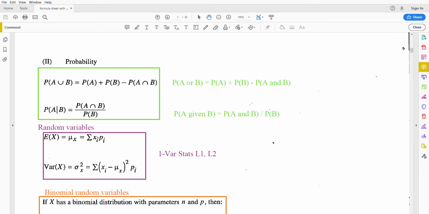In fact, I think every mock exam that we've done so far, there's been at least one FRQ question that required the use of the expected value formula. Okay. The variance one, I'm not so sure whether you'd actually have to use that or not.